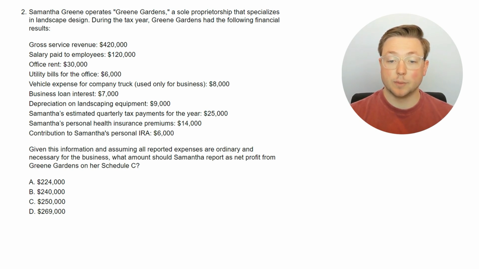Given this information and assuming all reported expenses are ordinary and necessary for the business, what amount should Samantha report as net profit from Green Gardens on her Schedule C? All right, take a look at this, see if you can figure out what counts on the Schedule C and what doesn't based off of what we learned from the previous question. And when you're ready, come back and we will look at the answer to continue to learn how to calculate the income on the Schedule C.